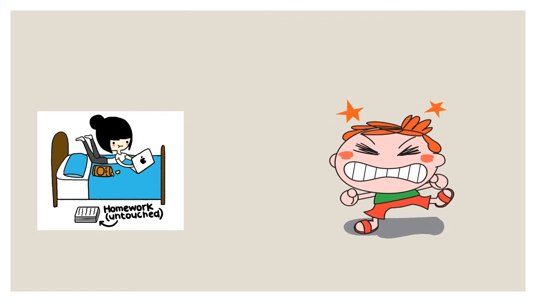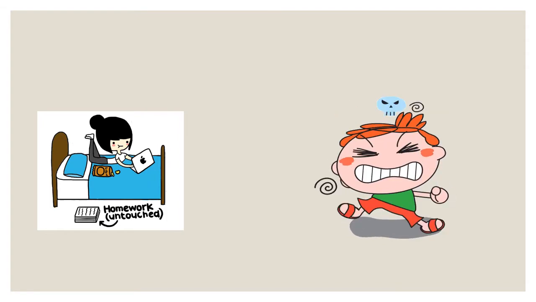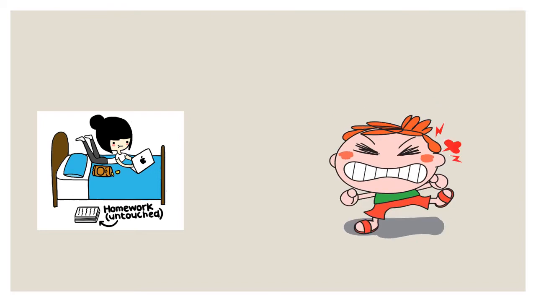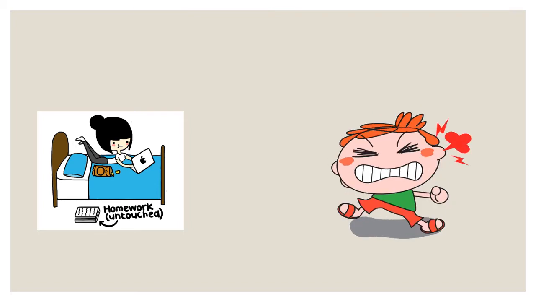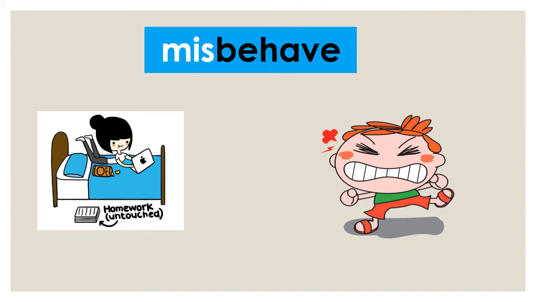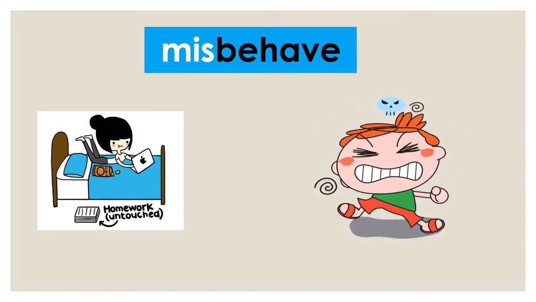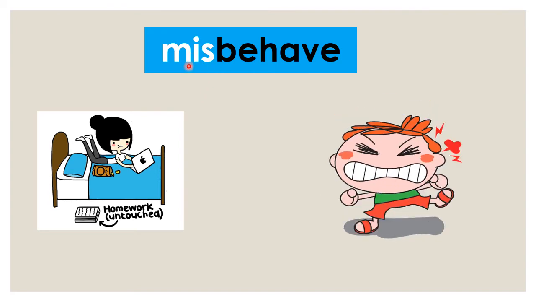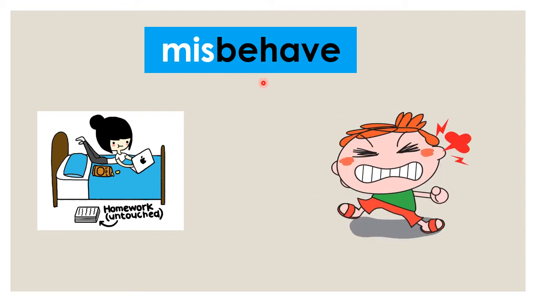Are they behaving well? The girl and the boy, are they behaving well? Is it good behavior? Is it correct behavior or wrong behavior? We can say that the girl and the boy misbehave. So we have miss, this is another prefix which means wrong or incorrect. Miss, M-I-S, it means wrong or incorrect. Misbehave means they behave in a wrong way.